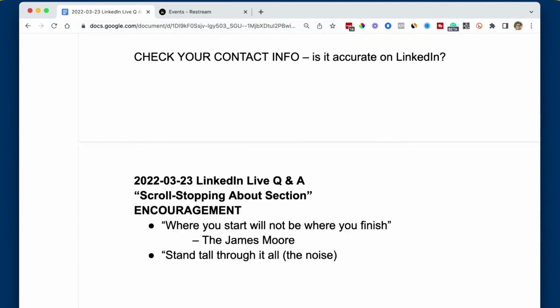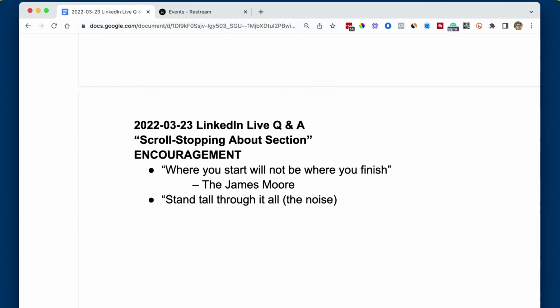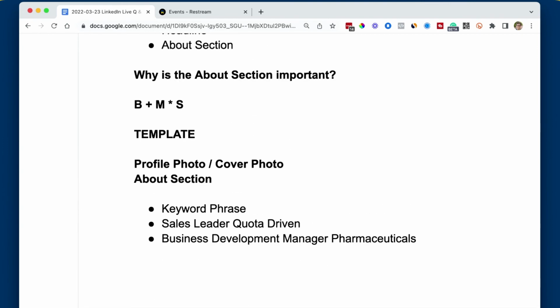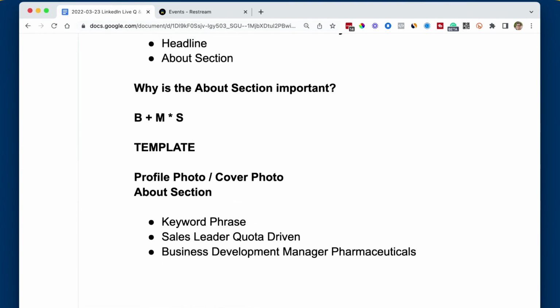So let's finish off with some encouragement. So, let's go back and review. All right. So to help us get that scroll stopping about section, which is so important, that ties into your headline. Your headline has that keyword phrase in it. Your headline has an expertise statement. By the way, you can go look at some of my other videos about how to create a killer headline. But then take a look down below and go, there's your about section right there.